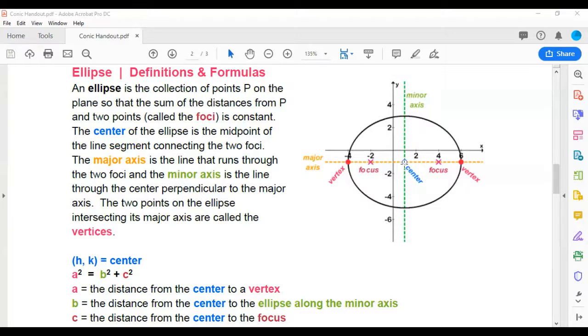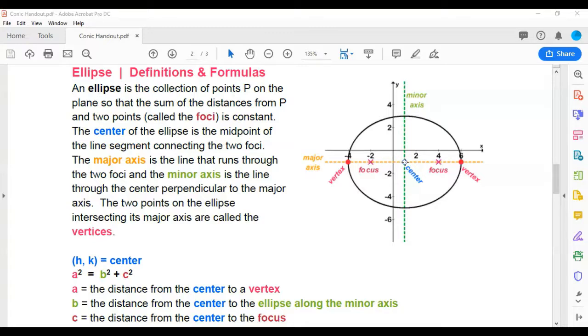A is going to be the distance from the center to the vertex. Okay, so if you wanted to, you could think of that like the larger radius, if you will. So that's A. And then B is like the shorter radius. I'm using these words colloquially here, not specifically mathematically, but it's this shorter distance here that is B. And then C is this distance from the focus to the center.